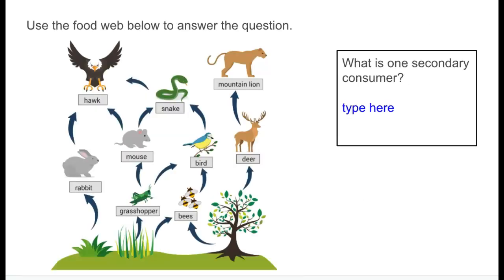Use the food web below to answer the question. The question is, what is one secondary consumer from that food web? What is one producer? What is one tertiary consumer? What is one primary consumer? Which organism is a generalist?